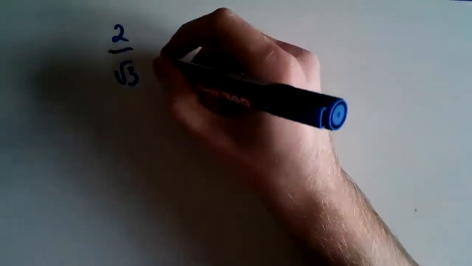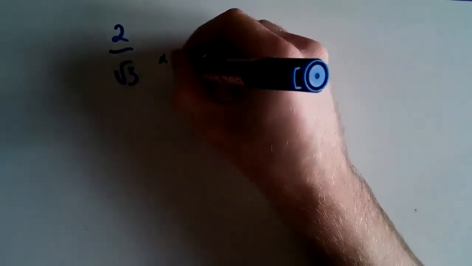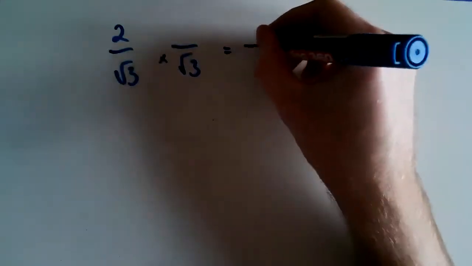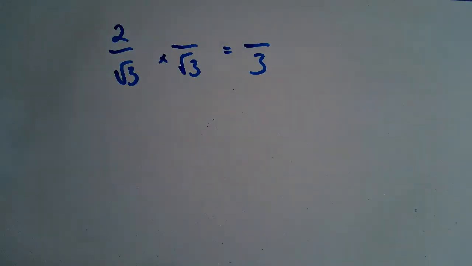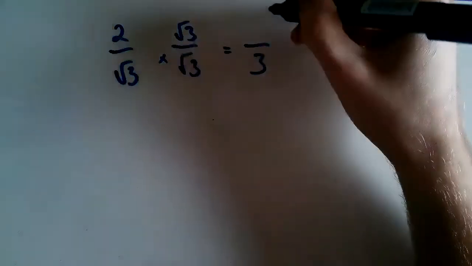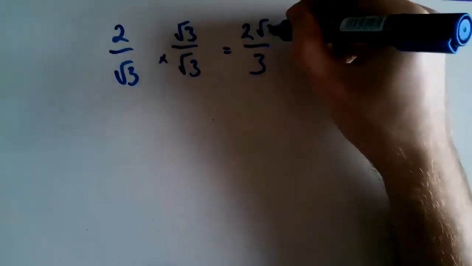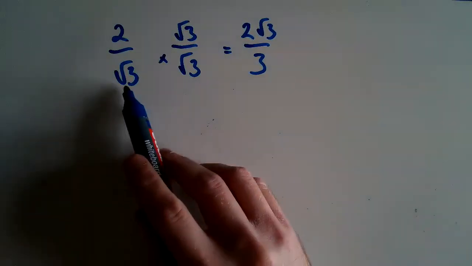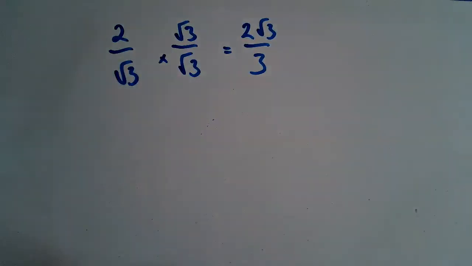If you remember, root 3 times root 3 gives me 3. So if I times the bottom by root 3, I need to times the top by root 3. That will give me 2 root 3. That's it. So if I have root 5, I'll times top and bottom by root 5, etc.